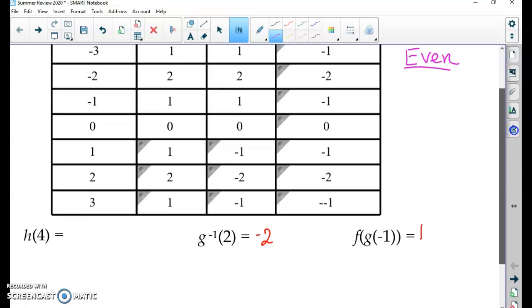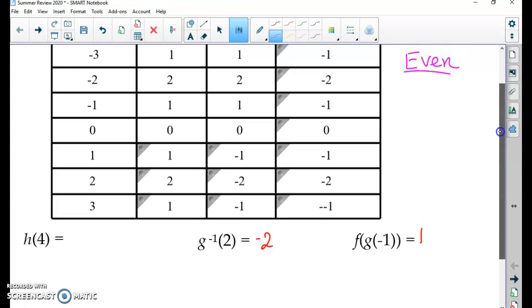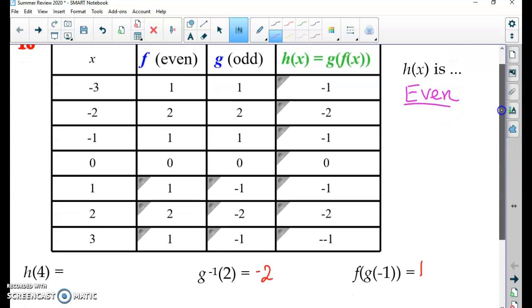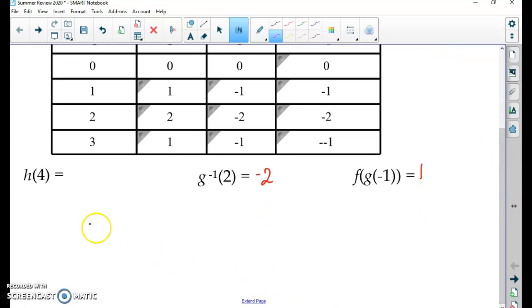What is h of 4? Well, if you look closely here at the x column, there is no 4. So h of 4 can't be determined, since it's outside of the domain of the function.